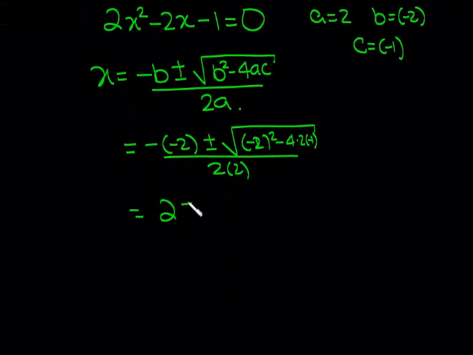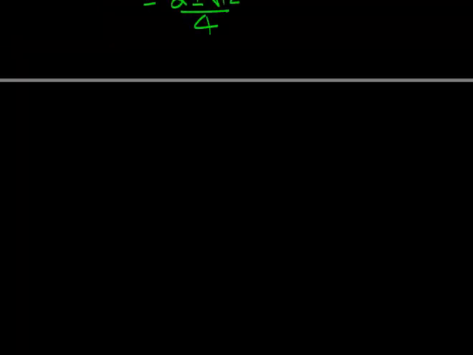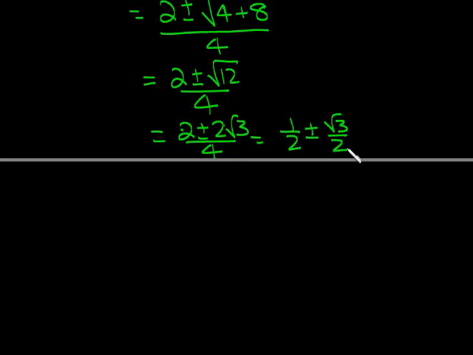So we get 2 plus or minus square root of negative 2 squared is 4. Negative 4 times 2 is negative 8. Negative 8 times negative 1 is positive 8 over 4. So we get 2 plus or minus square root of 12 over 4. Okay. So we get 2 plus or minus 2 square root of 3 over 4, because that's what square root of 12 is. And you can divide each of these by 4. So we get 1/2 plus or minus square root of 3 over 2.